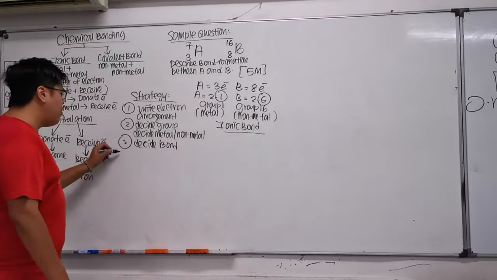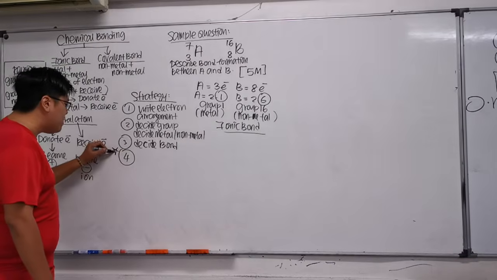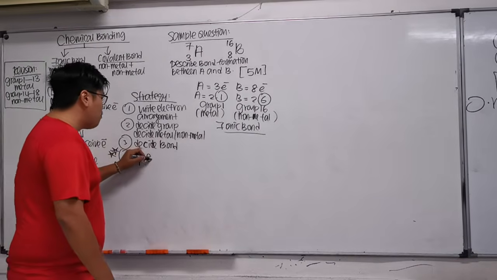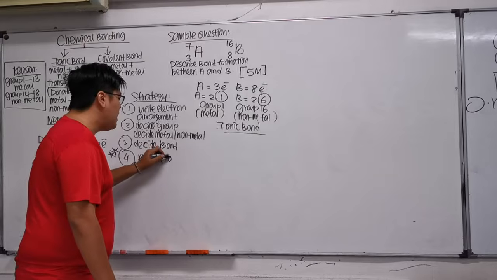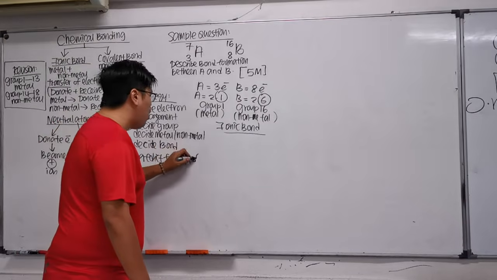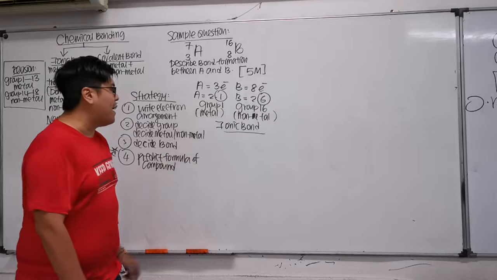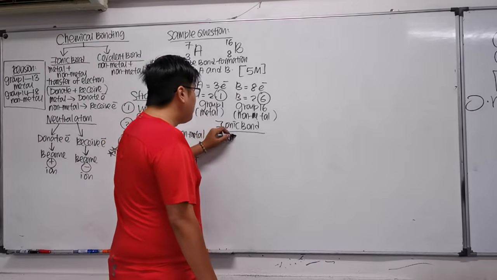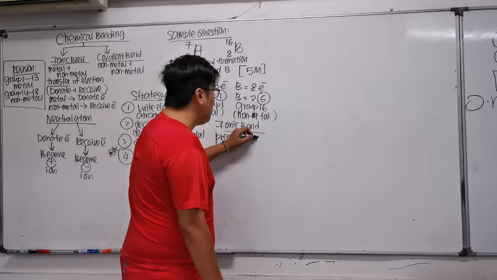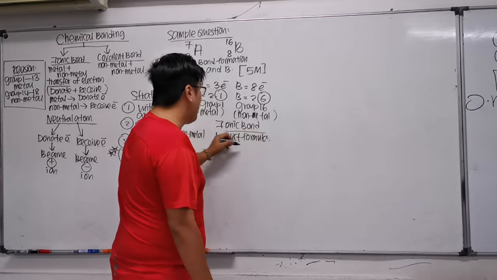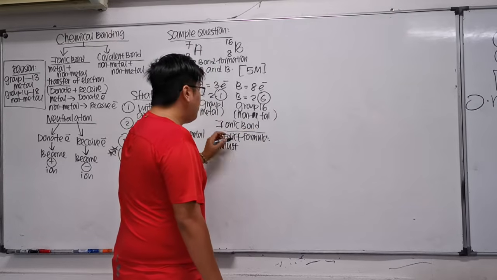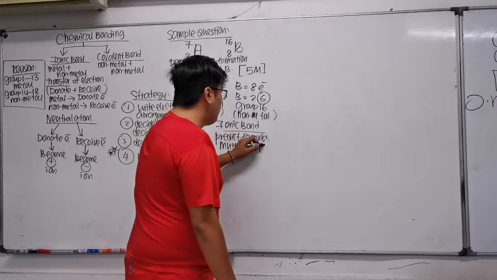So after deciding the bond, don't forget the most important thing. Please, you must predict the formula of the compound. So how do we predict the formula of the compound? In ionic bond, to predict the formula, you must know the charge.